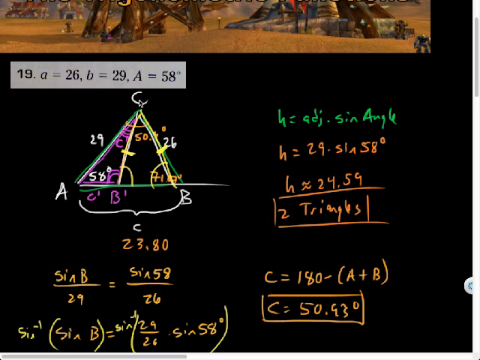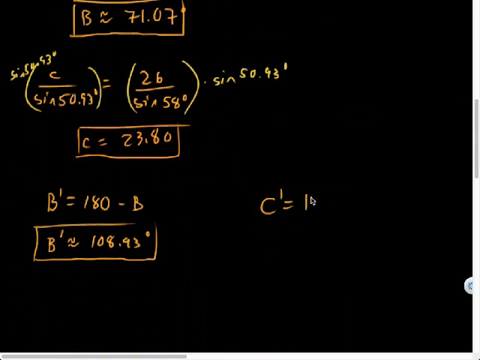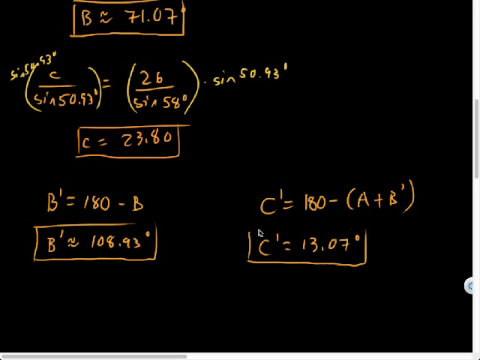C prime is going to be the smaller of the two C's because it's much tinier now, and also because angle B just got a lot bigger in B prime. So that 180 degrees can only be divided up by those three angles. If one's getting bigger, something else is getting smaller. So C prime is going to equal 180 minus (A plus B prime), right? So C prime is equal to 180 minus (second answer plus 58), I believe. So I'm going to get 13.07 degrees, a very tiny sliver of an angle.